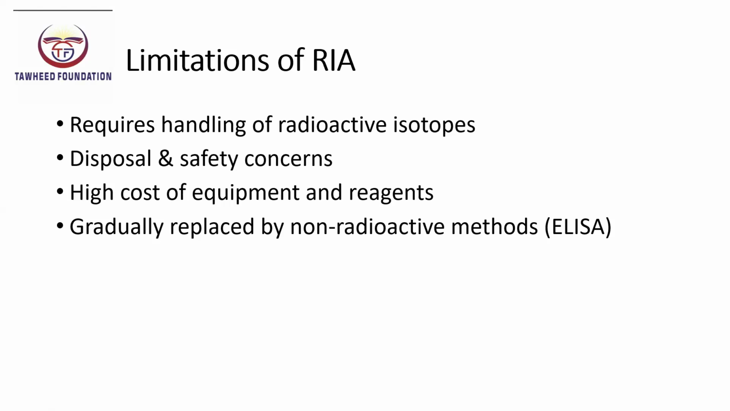Due to these challenges, RIA has been progressively replaced by non-radioactive immunoassays that offer comparable sensitivity without radiation hazards, such as enzyme-linked immunosorbent assays, that is ELISA, and fluorescent immunoassays, that is FIA, fluorescent immunoassay. So together, limitations of RIA: it requires handling of radioactive isotopes, disposal and safety concerns, high cost of equipment and reagents, and it is gradually replaced by non-radioactive methods, that is ELISA.